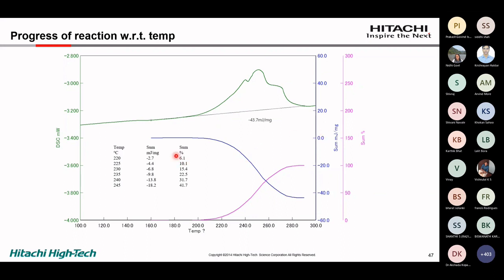Now, if you have the software, you can see over here how my area is changing with respect to temperature and how my percentage of reaction is changing with respect to temperature. So this useful information can be gathered for determination of safety hazard analysis of your chemical reaction.